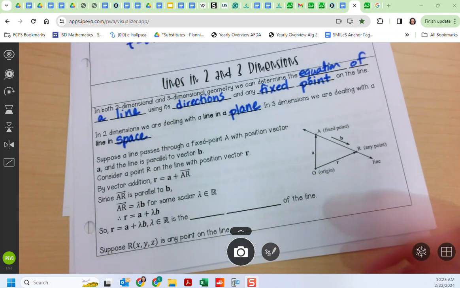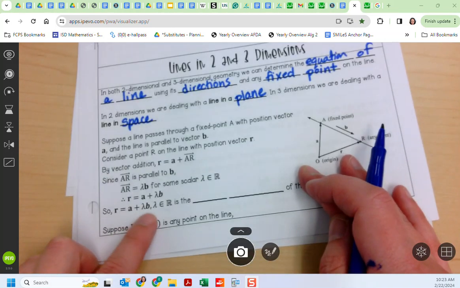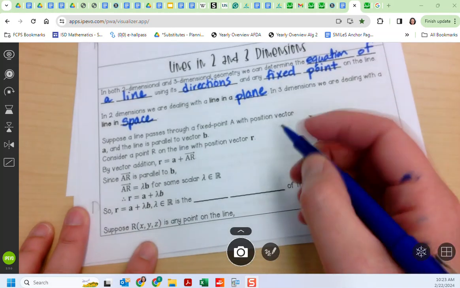But here's the deal, guys. R is equal to A plus lambda B is the vector equation of the line.